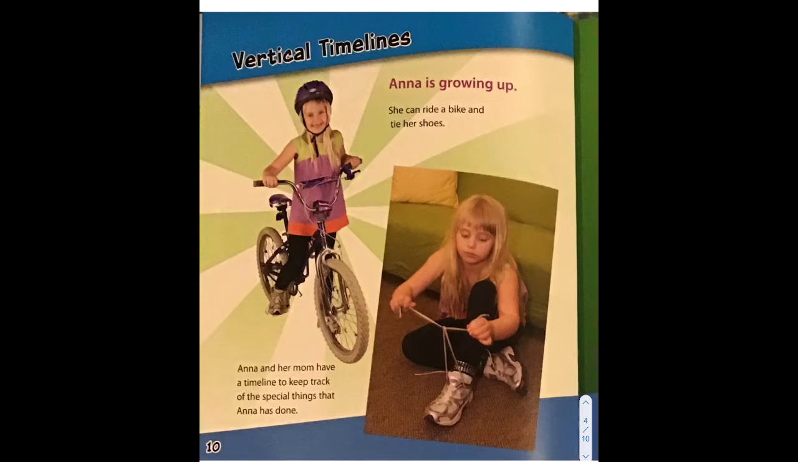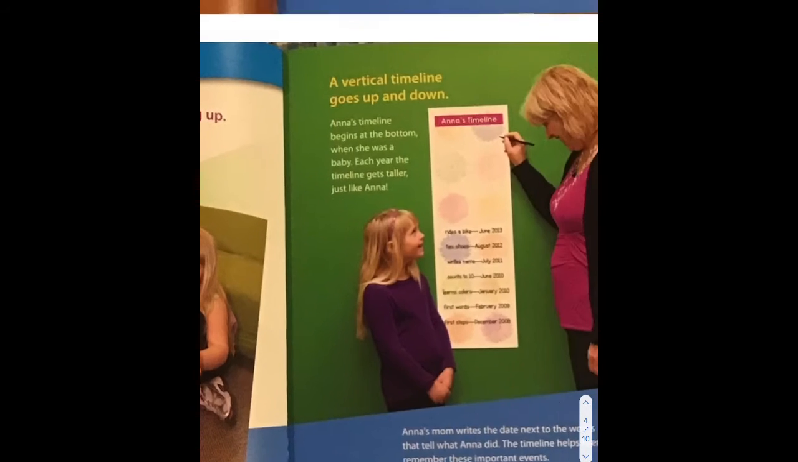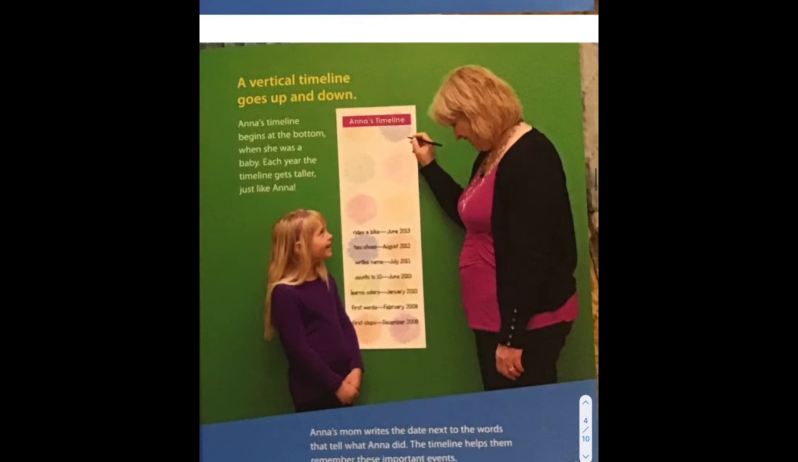Vertical timelines. Anna and her mom have a timeline to keep track of the special things that Anna has done. Anna is growing up. She can ride a bike and tie her shoes. A vertical timeline goes up and down. Anna's timeline begins at the bottom.